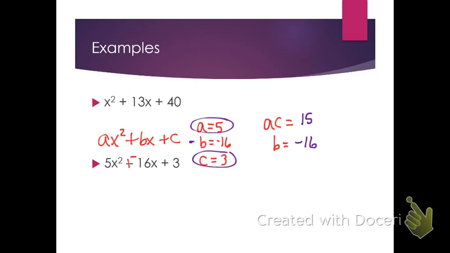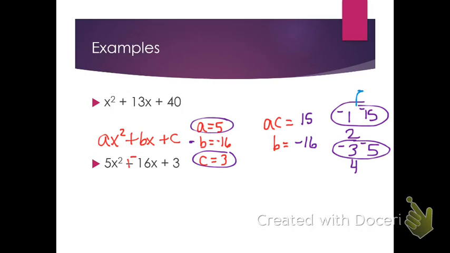Again, if you can think of it after a few seconds, that's awesome. If not, start counting and make a list. I can do 1 times 15 to get 15. I remember we said they're both going to be negative. 2 doesn't work. I can't do 2 times anything and get 15 with integers. I could do 3 times 5 to get 15. 4 doesn't work, and then 5's already on my list. So the only factors are 1 and 15 and negative 3 and negative 5.